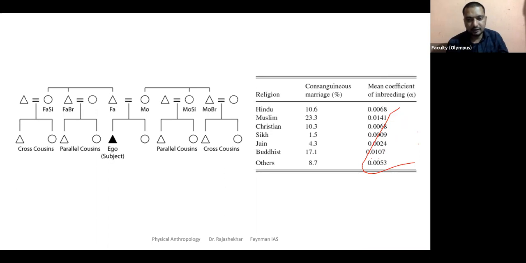And next, interestingly, Buddhist communities, 17%. So after Muslims and Buddhists come the Hindus and Christians, about over 10% in both Hindus and Christians. Below 10%, you will see very small numbers, Jains 4.3%.